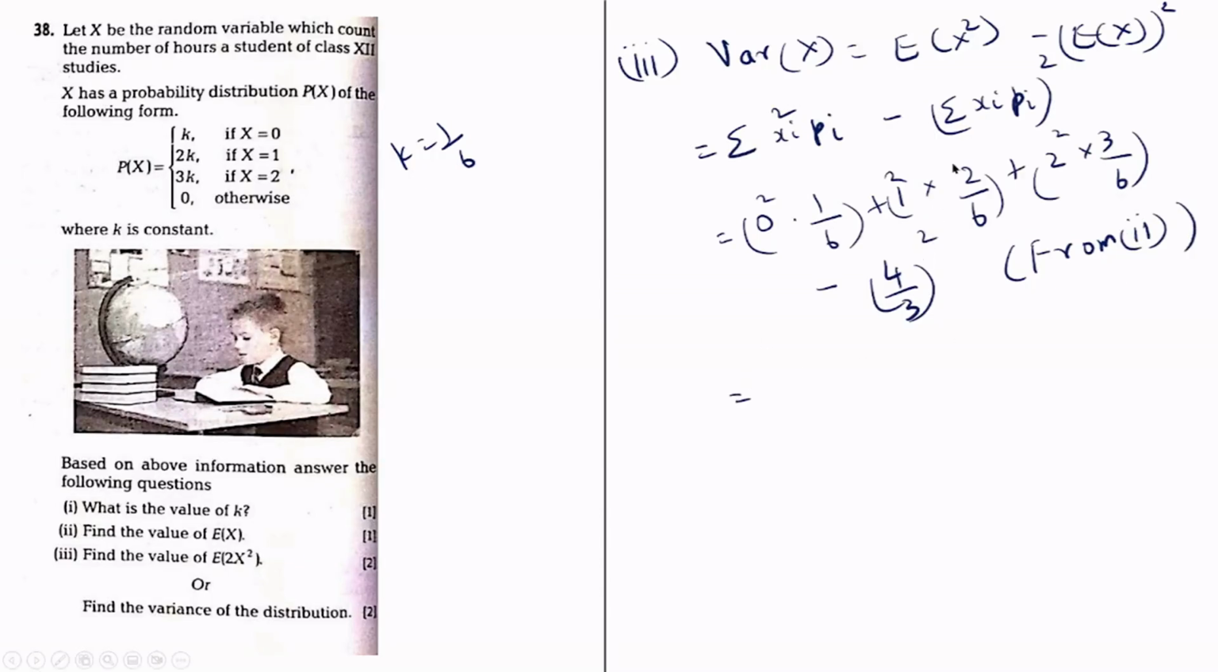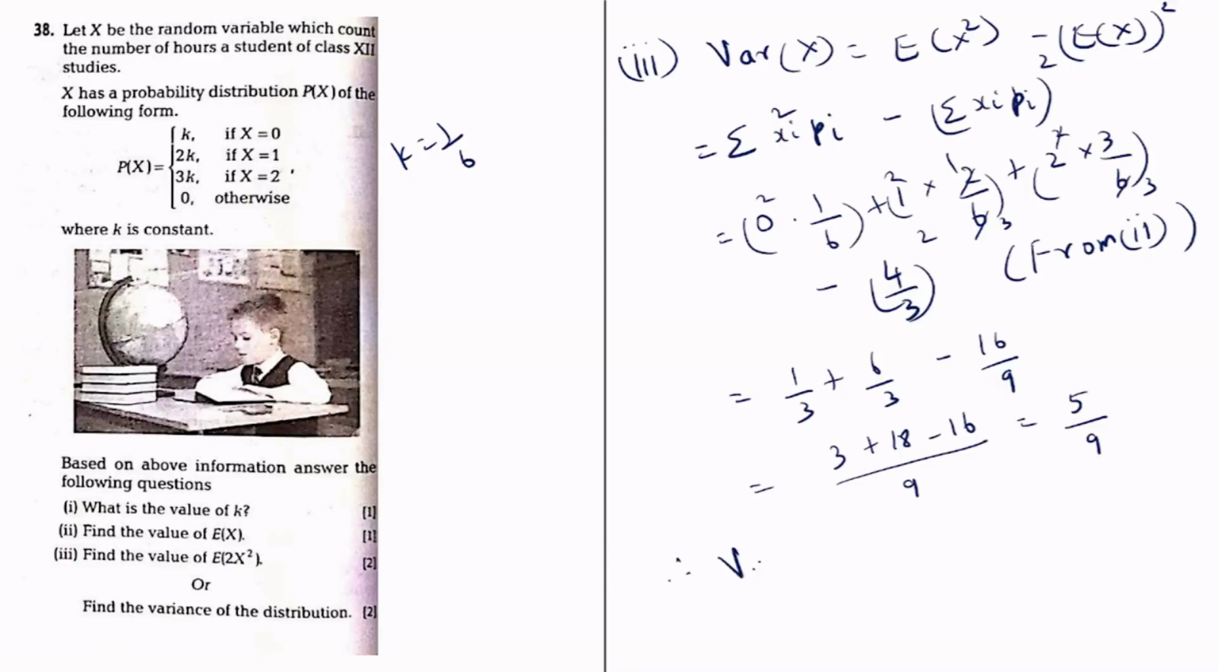So here this becomes 1 by 3 plus 6 by 3 minus 16 by 9. So if we take the LCM as 9, it is 3 plus 18 minus 16. So this is 5 by 9. Therefore, variance of x is equal to 5 by 9. So this is the variance of the distribution. So this question carries 2 marks.